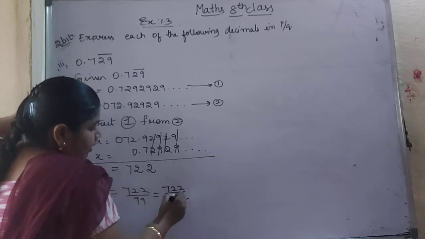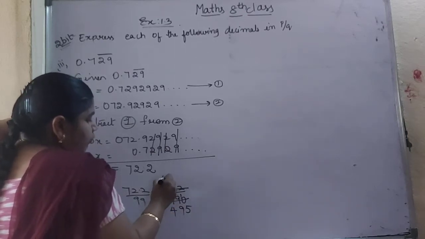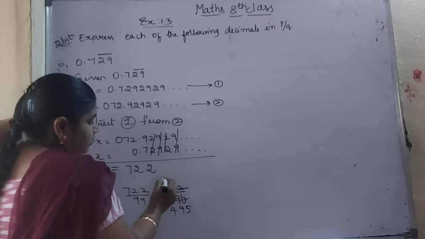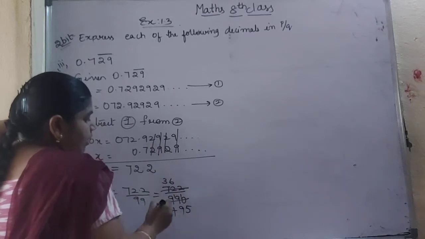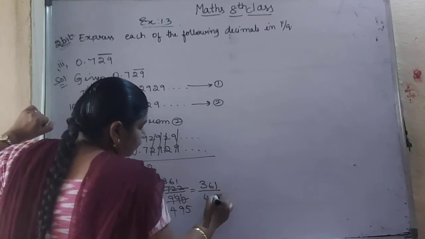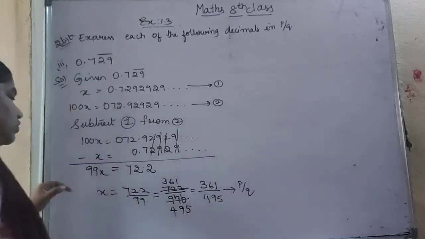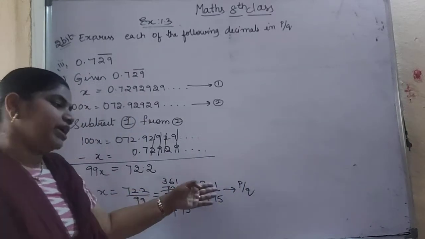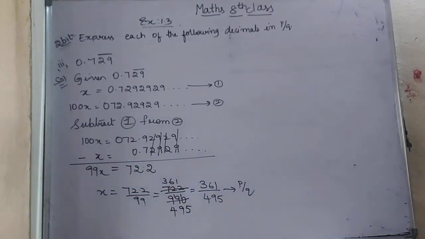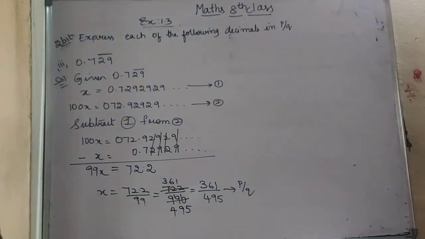2 4s are 8, 2 9s are 18, 2 5s are 10. Here 2 3s are 6, 2 6s are 12, 2 1s are 2. So here 361 by 495. So this is in the form of p by q. So you can leave it here, or we can simplify it till 361 by 495. So this is our third solution.